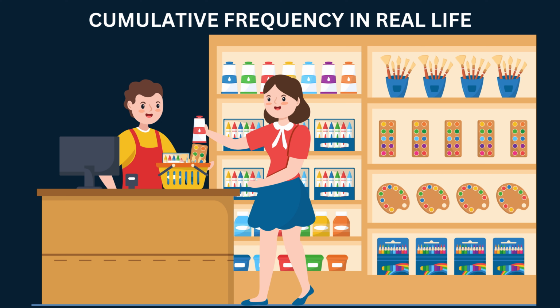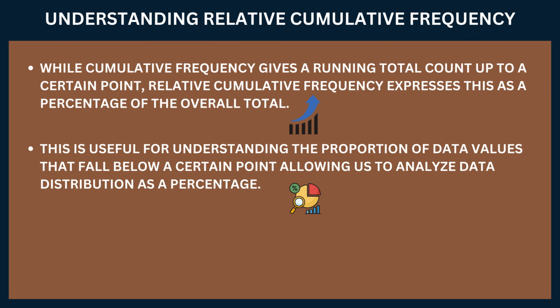Relative cumulative frequency is a variation of cumulative frequency that shows the proportion or percentage of the cumulative frequency relative to the total dataset. It provides a way to understand the cumulative distribution of data in terms of percentages, helping to identify trends and make comparisons within the data. Understanding relative cumulative frequency: while cumulative frequency gives a running total count up to a certain point, relative cumulative frequency expresses this as a percentage of the overall total.